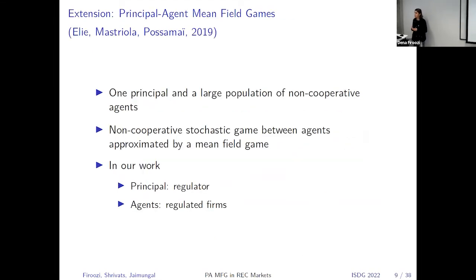Okay, now since 2008, this problem has been extended in various directions, and in particular recently to principal-agent mean-field games. So in the original problem, there is one principal and one agent. However, in this work, there is one principal and a large number of agents which are non-cooperative. And the large population game between the agents is approximated by a mean-field game. So in our work, the principal is the regulator and the agents are regulated firms.